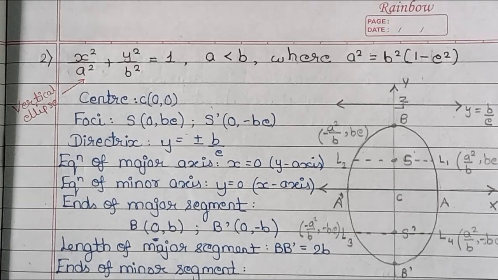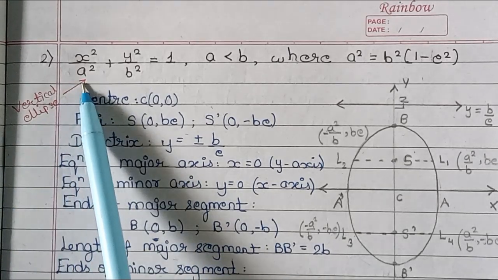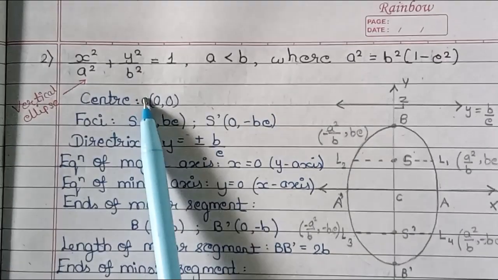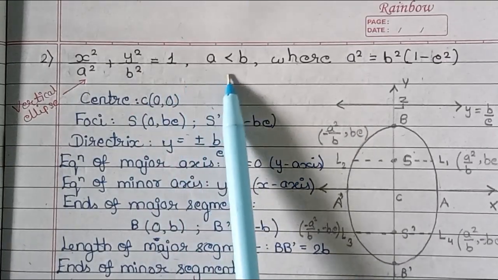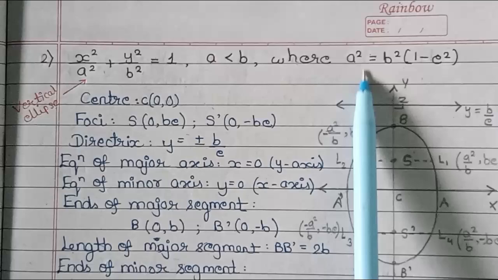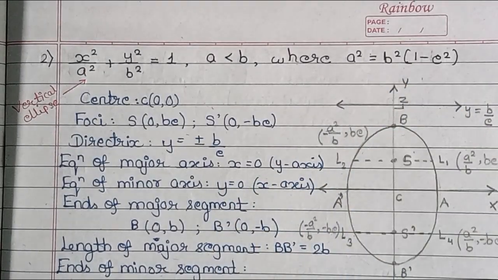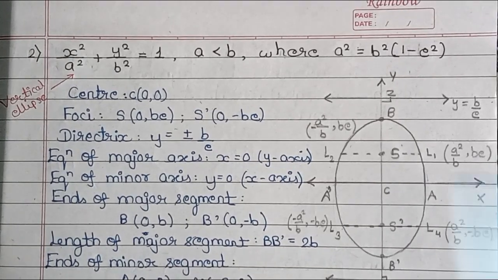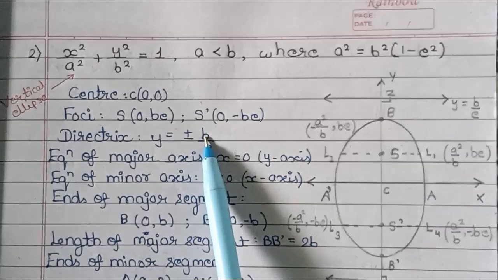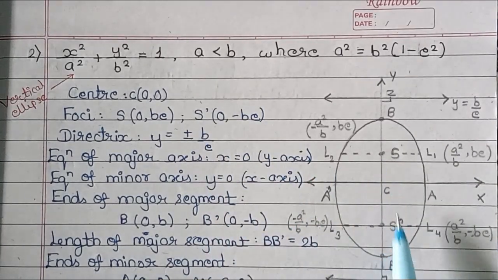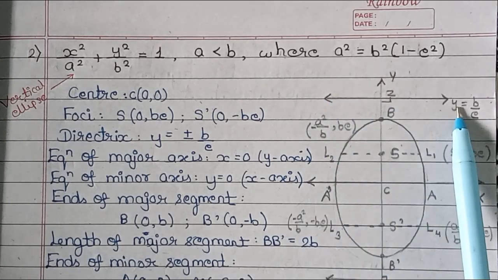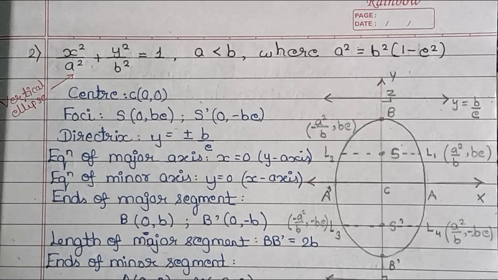The second type of ellipse is the vertical ellipse. The equation is the same, x square by a square plus y square by b square is equal to 1. But a is less than b and a square is equal to b square into 1 minus e square. Here this is an ellipse, so the center is at origin, so it will be 0 comma 0. The foci S and S dash are here and here, so it will be 0 comma be and 0 comma minus be. The directrices will be y is equal to plus b by e and y is equal to minus b by e.